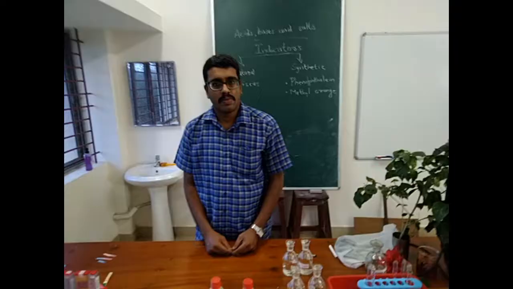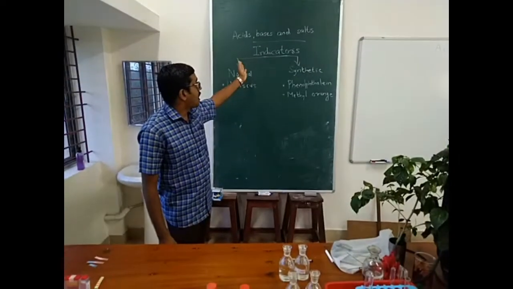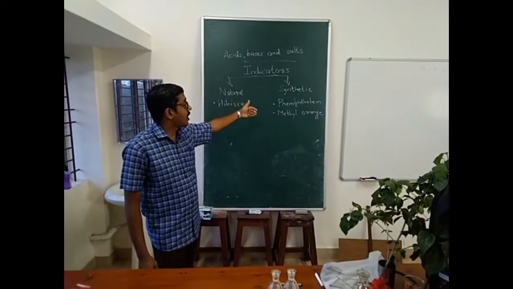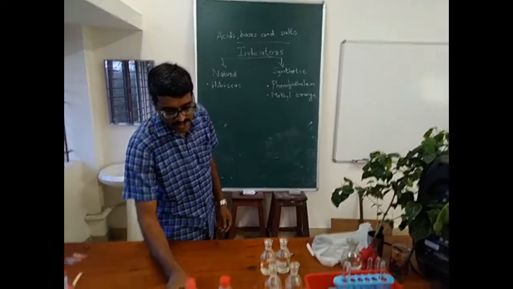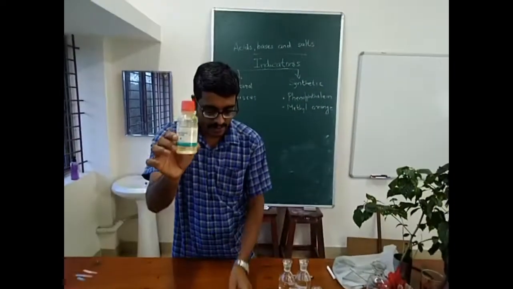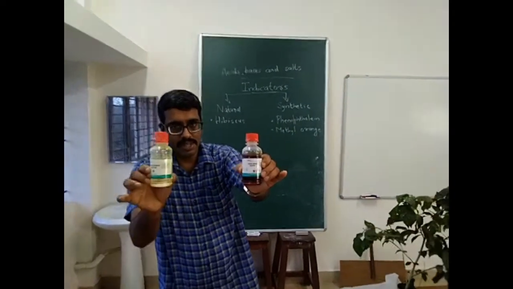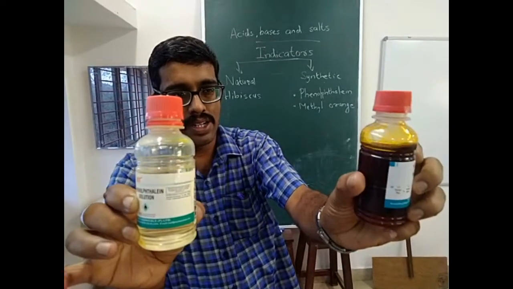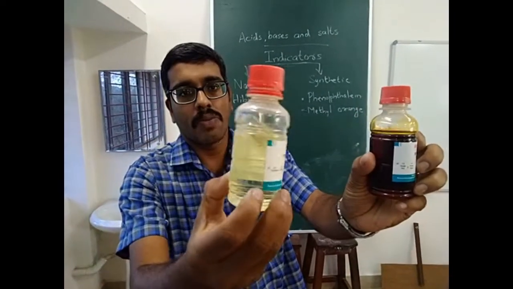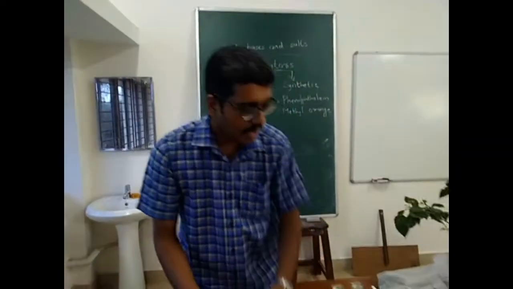Thank you. Now we are going to test acid and base with the synthetic or man-made indicators. We are having phenolphthalein with us as an indicator. Also we are having methyl orange. Both indicators are there. You can see methyl orange is having some reddish, reddish brown color, and phenolphthalein is a colorless solution.